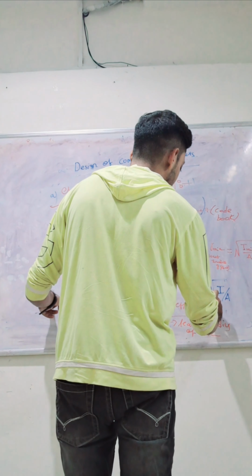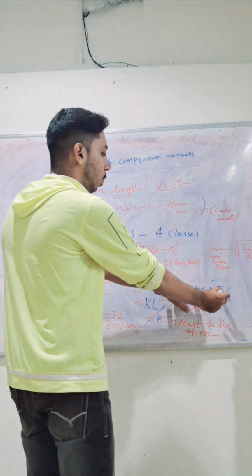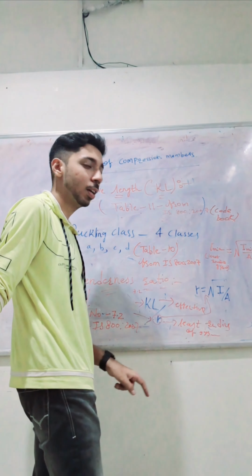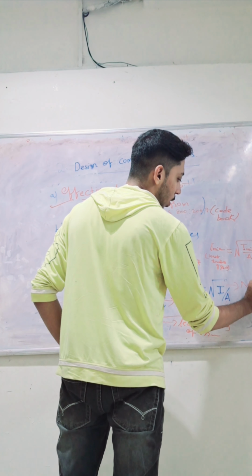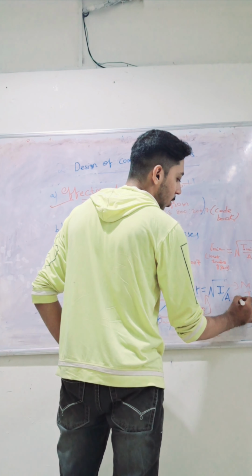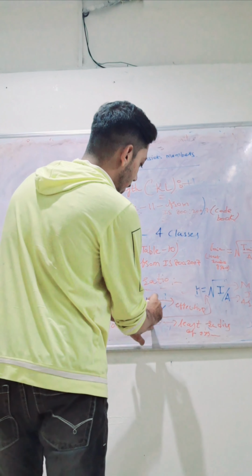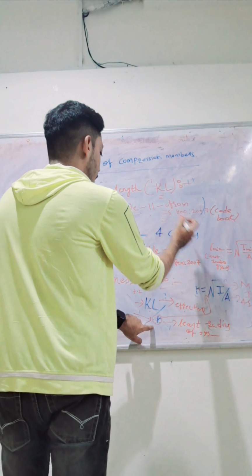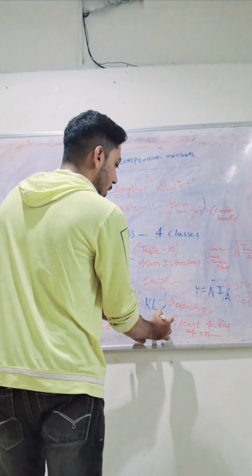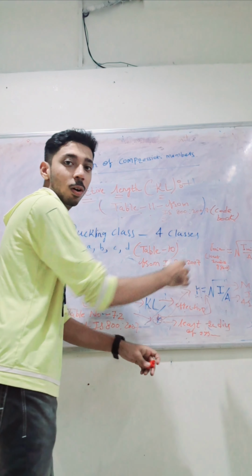After that, next you need to find the radius of gyration. How can you find it? There is a formula for the radius of gyration: moment of inertia by area. I is your moment of inertia, A is your area. Then you find KL by r. KL you find as the effective length in the code book as per table number 11. Then next you go for the radius. You need to remember the formula for radius: r is equal to the square root of I by A.